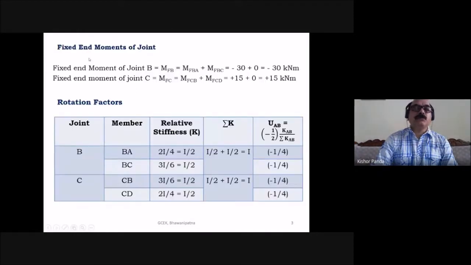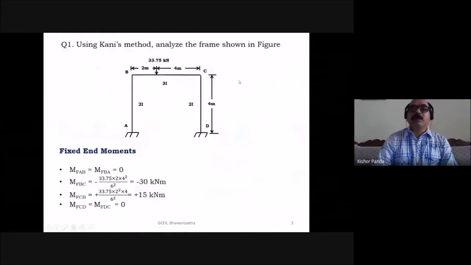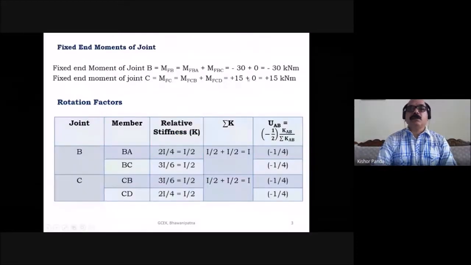So here you see the fixed end moment of joint B is equal to, this is minus 30, and this side the fixed end moment is 0. And similarly here the fixed end moment is plus 15, and this side the fixed end moment is 0. So you find out here the fixed end moment of joint B and C. So minus 30 plus 0, minus 30 kilonewton meter, then plus 15 plus 0, plus 15 kilonewton meter.